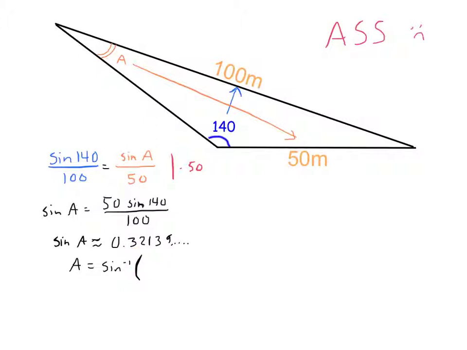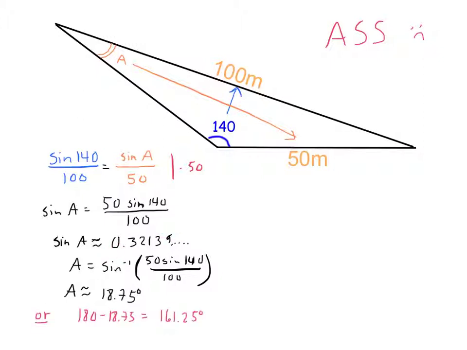But for the sake of better notation, instead of this messy thing, I'm going to write the precise 50 sine 140 all over 100, and that's what we're evaluating. Now my calculator is going to spit out 18.75 degrees for this. That is one of the angles that will produce the correct ratio here. But as we've seen, there's actually another angle that's less than 180 that can also produce that ratio.